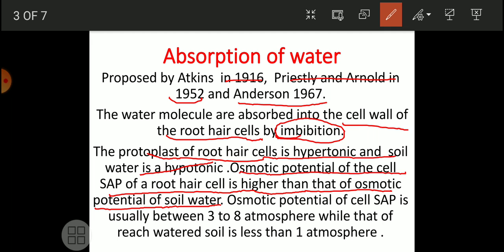Because more solutes are dissolved in it, that is a hypertonic solution.